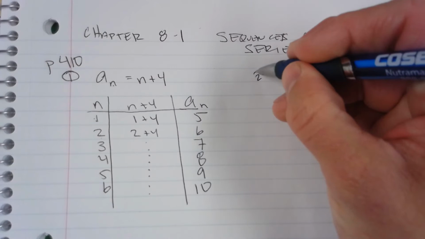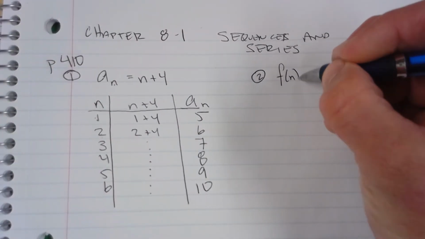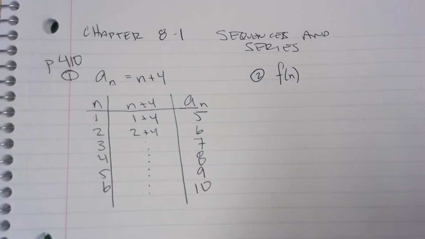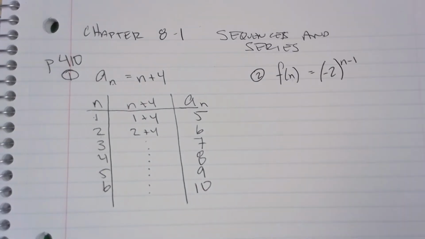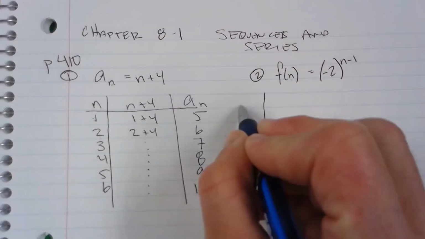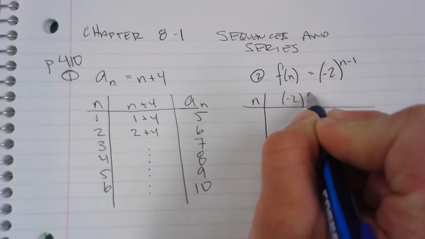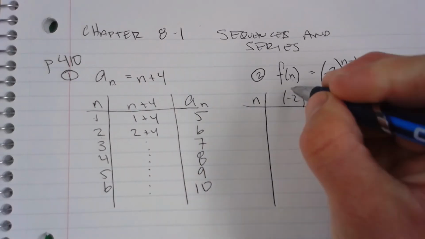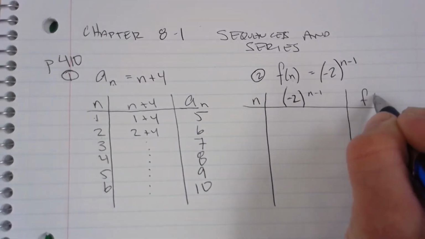Okay, number 2. F of n, again, another notation, function of n, we're used to that. N is the number of terms that we're on, the numberth term that we're on. The English is a little tricky here. Okay, so we're going to make a TT chart. N, negative 2 in parentheses, n minus 1. If you're going to use your calculator for this, you better make sure you use your parentheses correctly. And then finally, f of n.